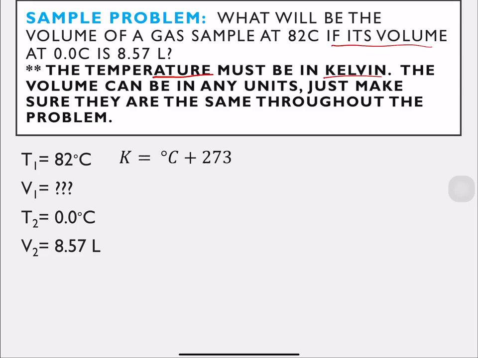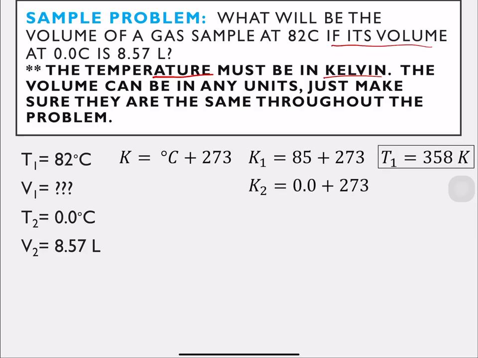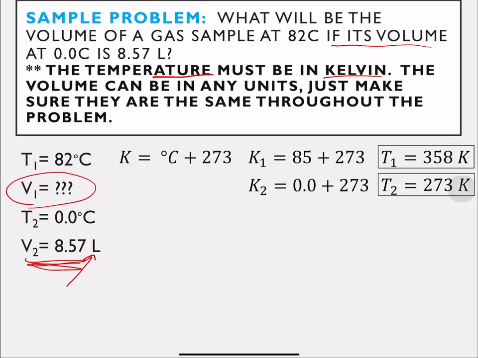So I need to write down my equation for converting. I need to show my work, right? My T1 was 85, and so 85 plus 273 is 358. The other was T2 is 273. Now I have the numbers I need. I've got my two temperatures in Kelvin and this volume over here in liters. And so because my volume is in liters, when I solve for volume 1, it will also be in the unit of liters.